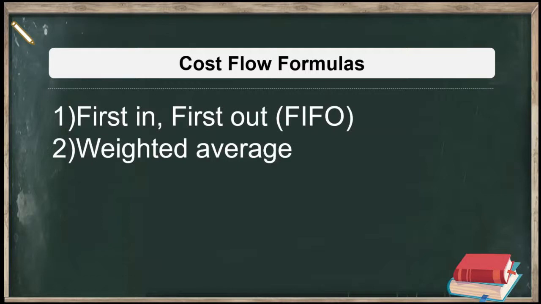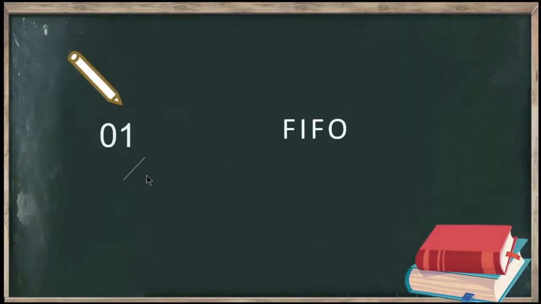average. But there are also discussions here in relation to the specific determination of the cost, which is called the specific identification. And we also have the discussion on the relative sales price method. So we will begin with the first in, first out.